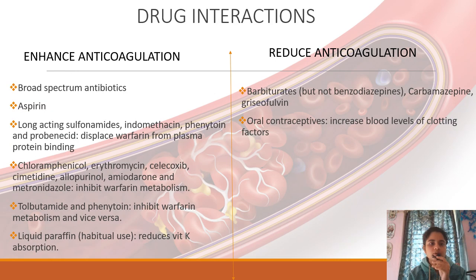Then enhanced anticoagulation: broad spectrum antibiotics, aspirin, long acting sulfonamides, indomethacin, phenytoin, and probenecid. All these displace warfarin from plasma protein binding, and it enhances the anticoagulation. Chloramphenicol, erythromycin, celecoxib, cimetidine all inhibit warfarin metabolism. Tolbutamide, liquid paraffin, all these enhance anticoagulation, whereas those that reduce anticoagulation include barbiturates and oral contraceptives, because they increase the blood levels of clotting factors.